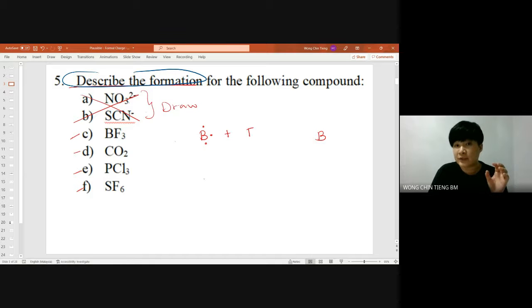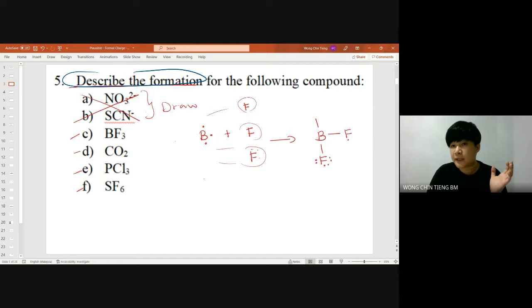Saya ambil contoh BF3. Saya malas nak lukis guys. You have all that, you have all the arrows. Settle lah. Your BF3 shall look something like this at the end. Saya nak Lewis structure je. Saya nak tengok Lewis structure sahaja.